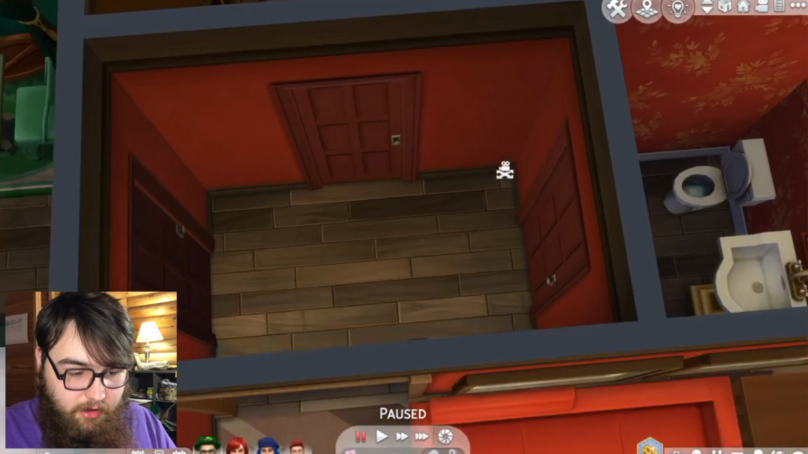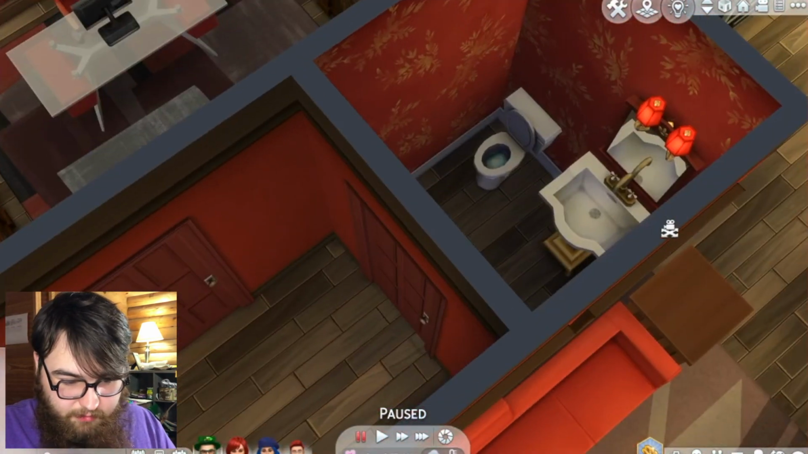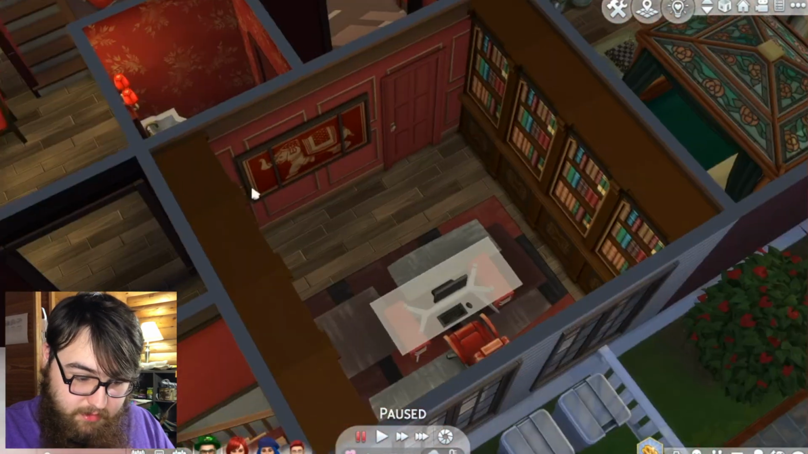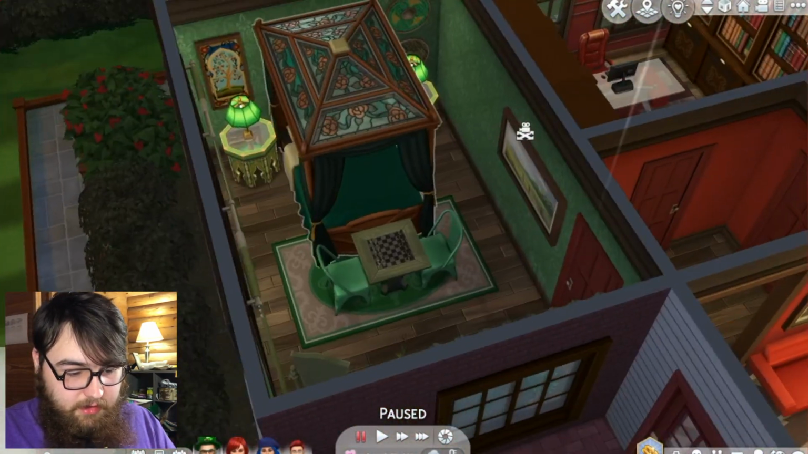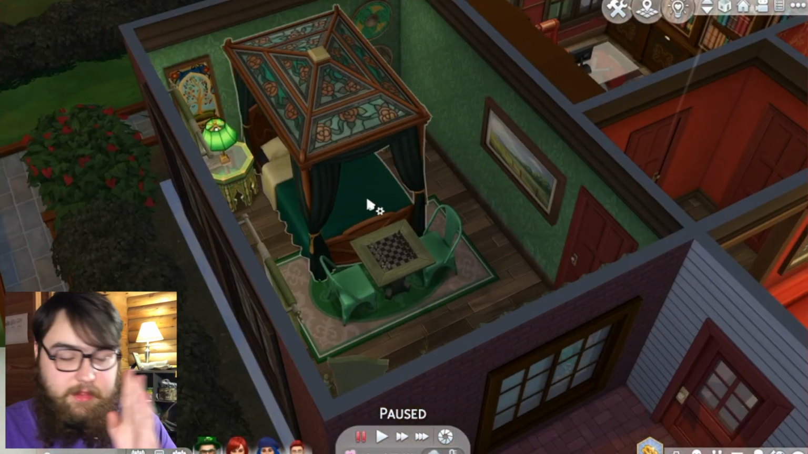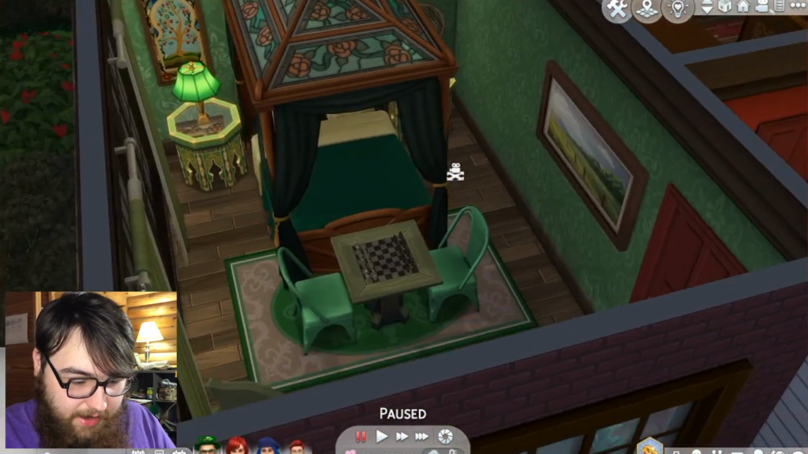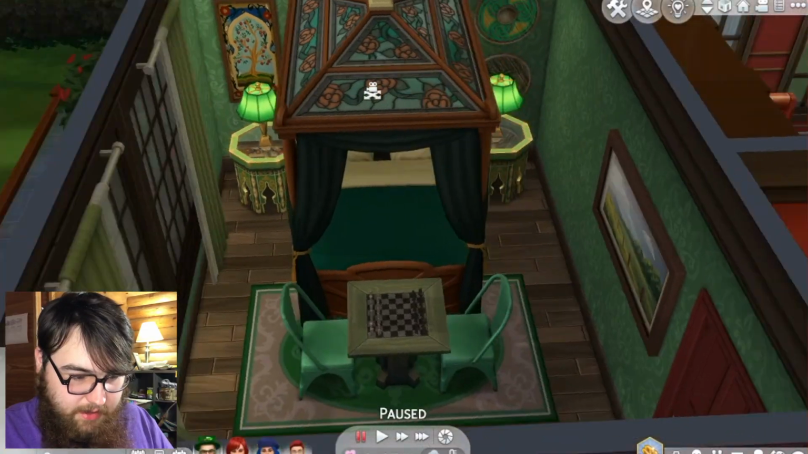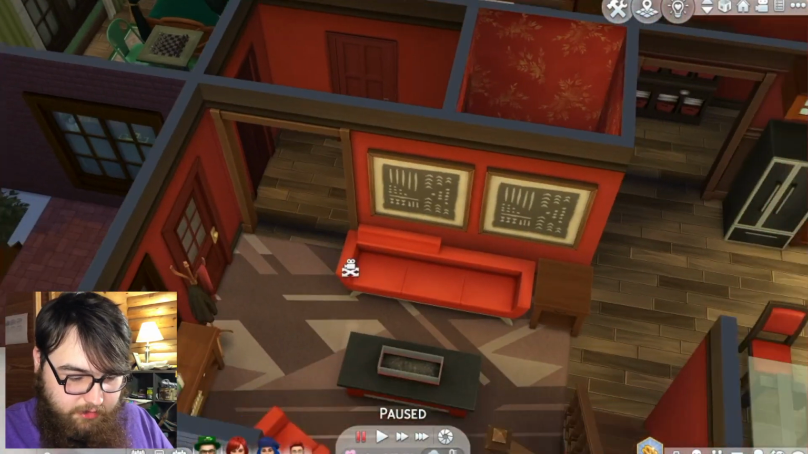And then there's this little hallway that goes into a guest bath right here and into Rhonda's office where she does her businessy business work. And then in here is where Gaylord sleeps. This is his room. It is very Irish-y looking, very green. Got a chess table. He's got fantasy artwork on the wall.